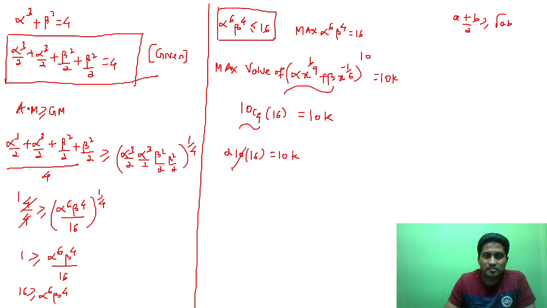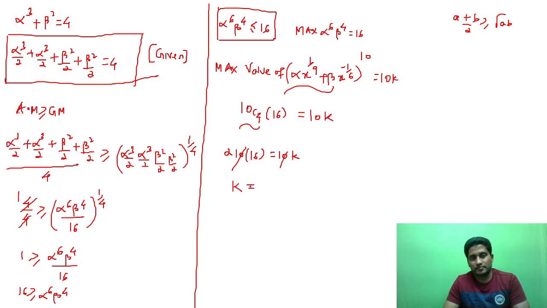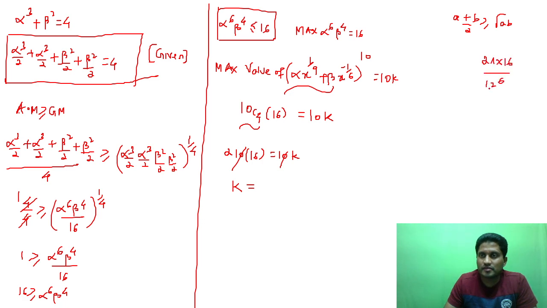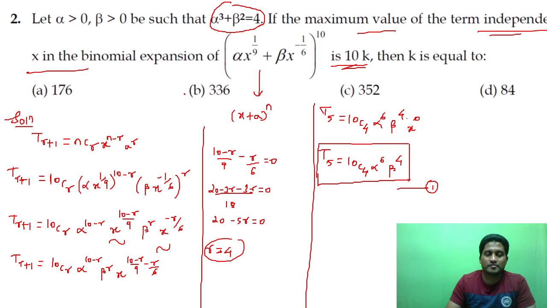So I'm going to cancel the 0, guys. If you multiply, you get k is equal to 21 into 16. So this is 126, and then you get 336. That's the value of k. So value of k will be equal to 336. Answer is option B. Let's move to the next question, guys.